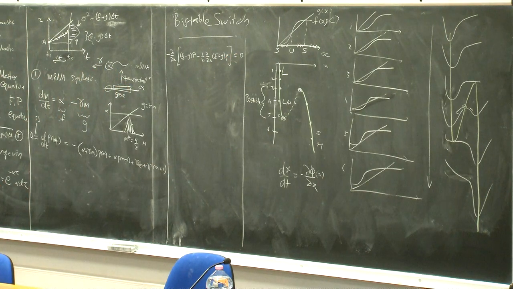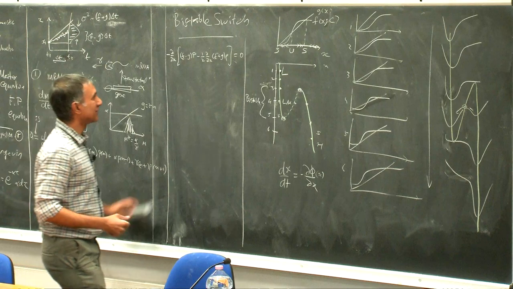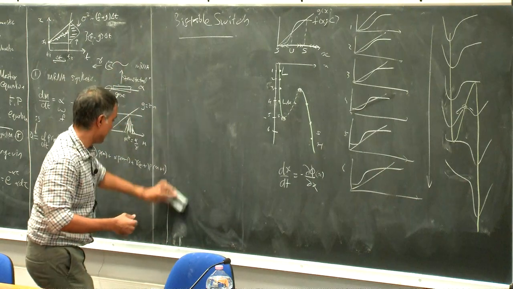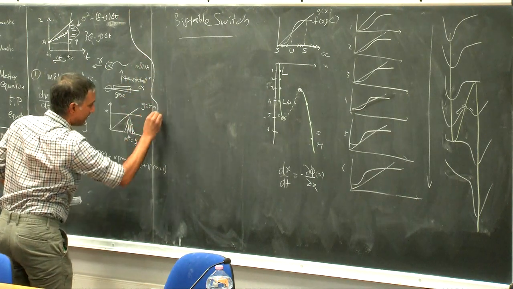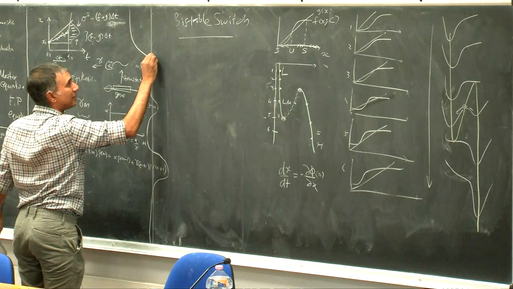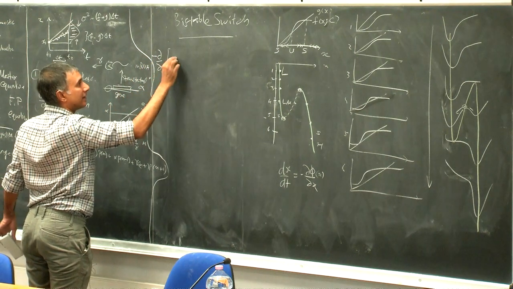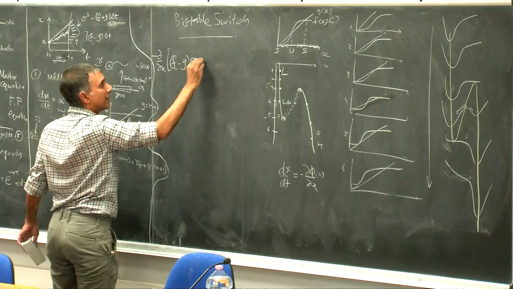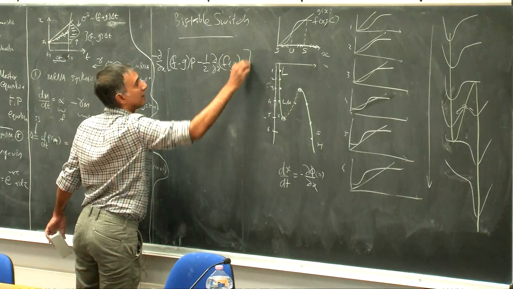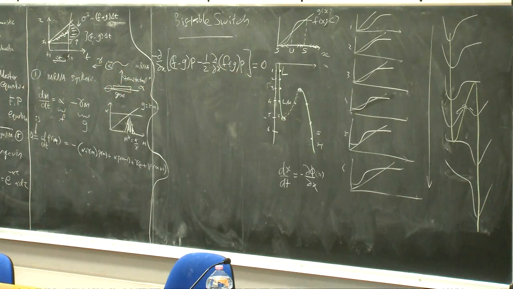I don't want to erase anything. This is my problem. I wish this board was many times larger. Let me try. OK. So if I set that term to 0, I have minus d dx of (f minus g) p, minus 1 half d dx of (f plus g) p, is equal to 0. Right? I've just set this Fokker-Planck equation to 0 in the same way that I had set the master equation to 0. So far, it's the same move.